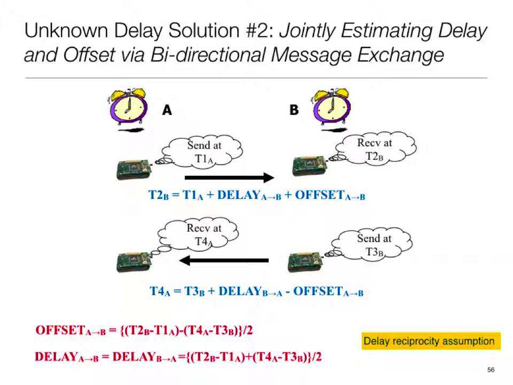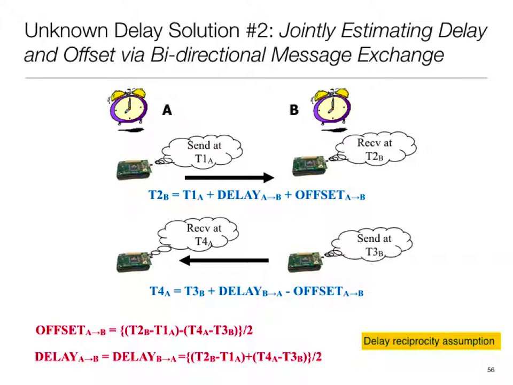Now what happens is we arrange for a bidirectional message exchange. Or you can imagine some other arrangement: maybe I have three nodes, A sends a message to B, B sends to C, C sends to A, and then I have a triangular estimate. But the simplest case is A sends to B, B sends to A, and we play the same game of timestamping. A timestamps, B timestamps, and then B sends a packet back, and it also timestamps. Usually the packet that B is sending will carry the information about T2B along with it. The point is, at the end of this exchange, node A has all four timestamps.